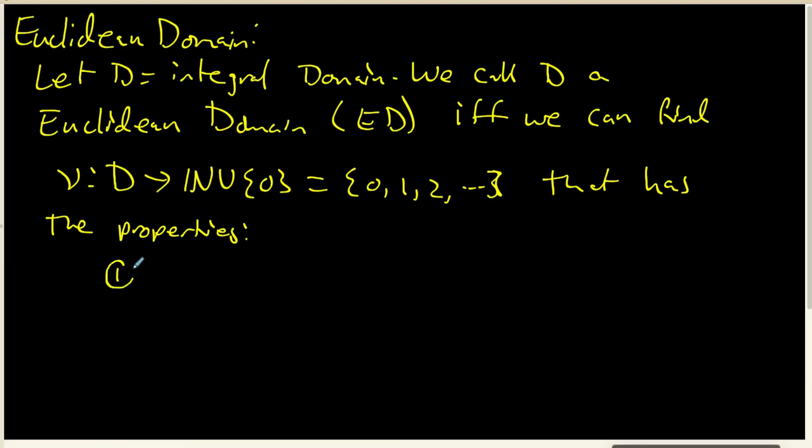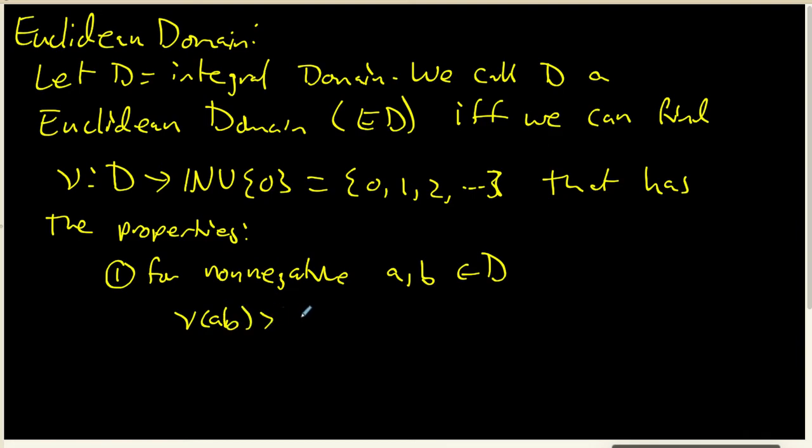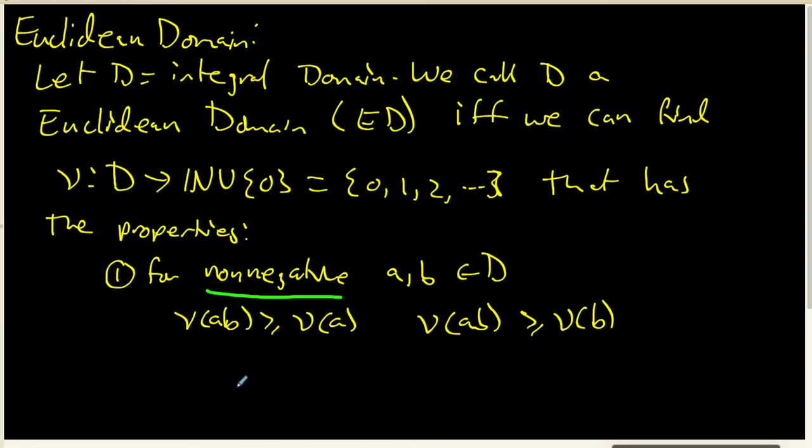And the first property is, for non-zero elements A and B inside D, nu of their product has to be bigger than or equal to nu of each of the factors. So nu of A times B will be bigger than or equal to nu of A, and likewise nu of A times B will be bigger than or equal to nu of B. Now this has only got to be true for non-zero A and B's.